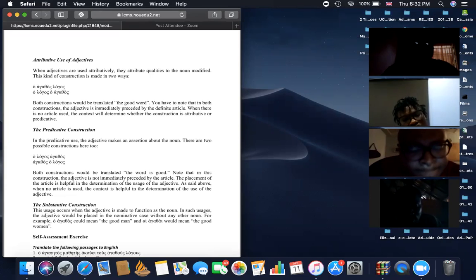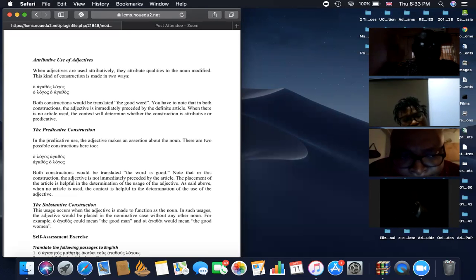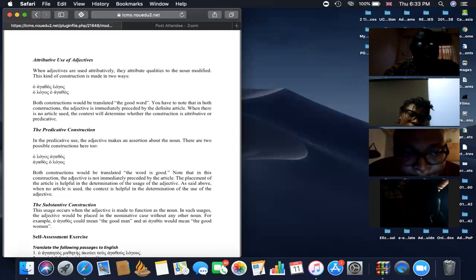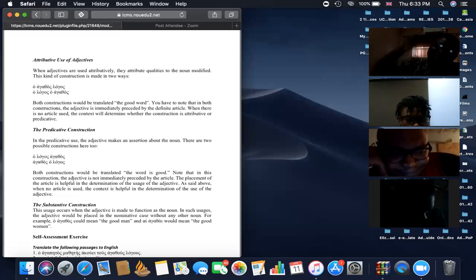Good. Now, in the predicative construction, the predicative will make use of the verb to be. Look at these two constructions. Ho logos agathos. And the second one is agathos ho logos. The translation is the word is good. If you look at this construction, you will see that it is the noun that carries the definite article.